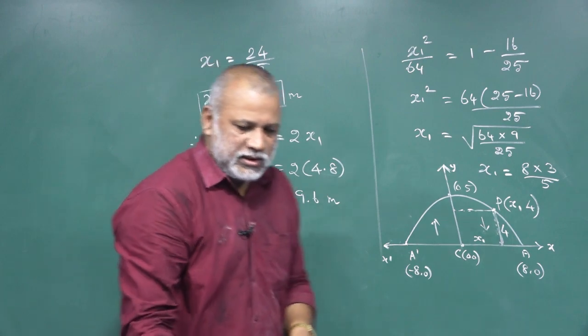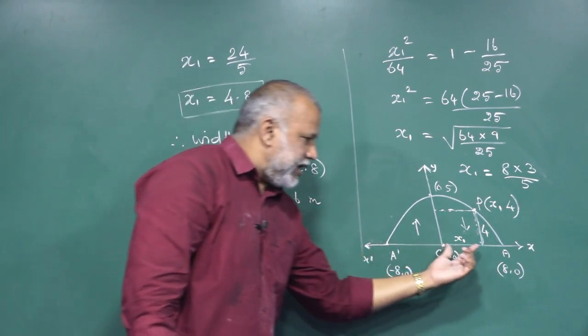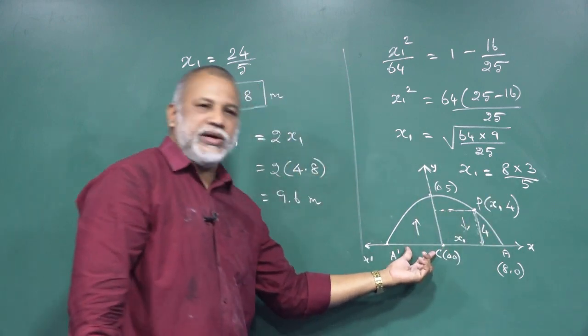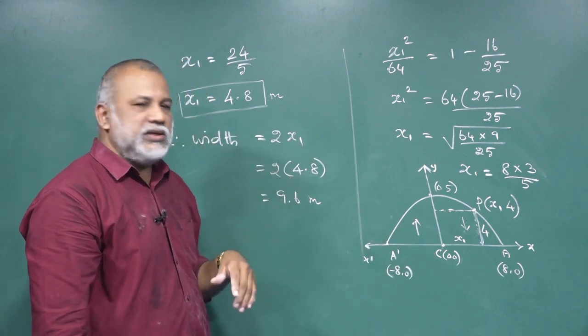So this is the logic, this is the concept you are going to use. We need to find the width. See here, this is one x1, one portion, one part, one side. So this is the other side we have to find. So the width of the road is 2 times x1, 9.6 meters.